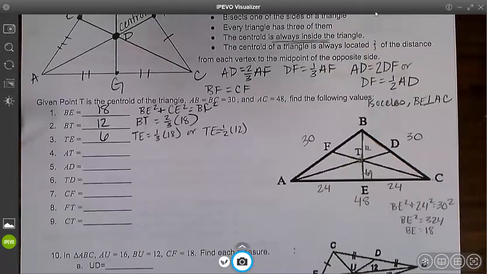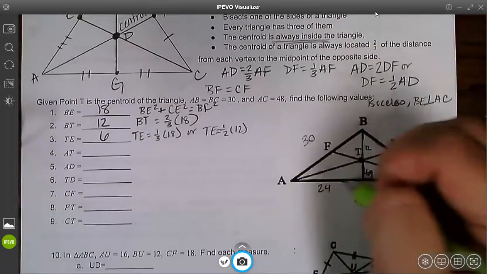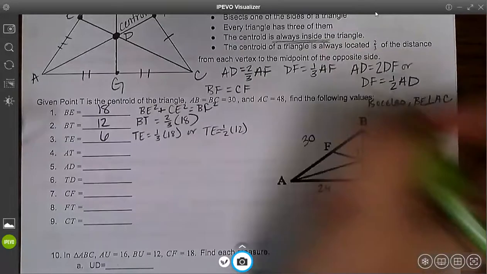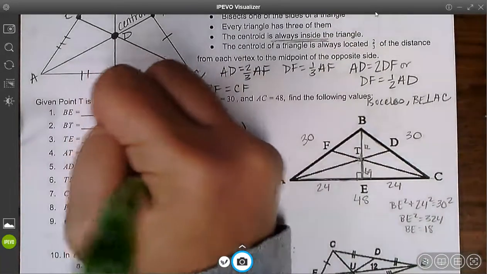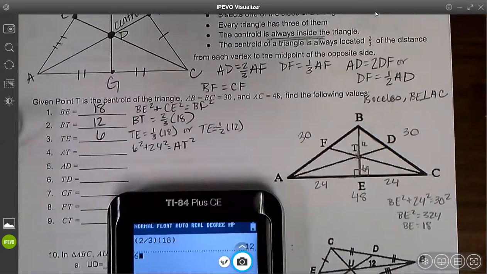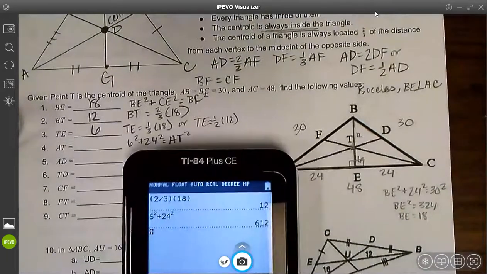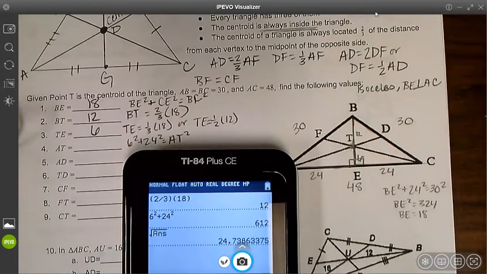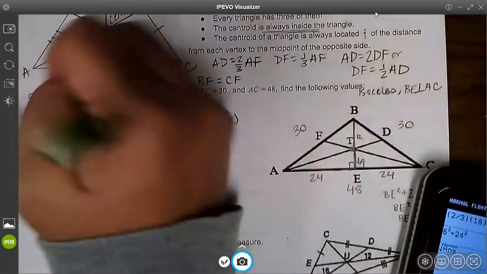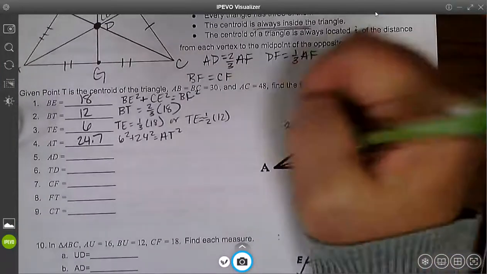AT, to find AT, I'm going to use the Pythagorean theorem. Now this time I know 6 and 24, this is a right angle. So 6 squared plus 24 squared equals AT squared. Take the square root of both sides, and you get 24.7, roughly.